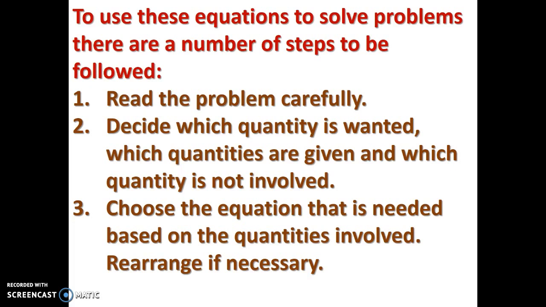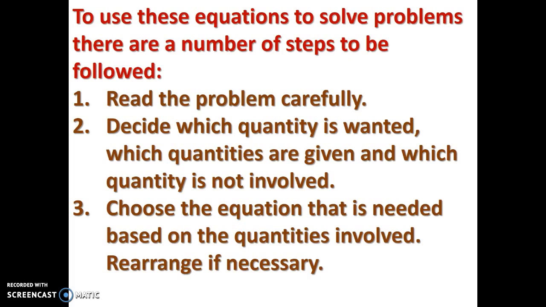As always, the first step is reading the problem carefully. Most errors occur simply because the problem's not read right. Step 2 is decide which quantity is wanted, because you can only solve for one quantity at a time, which quantities are given, and most important, which quantity is not involved. As you set this up, the way I usually do it is I put a question mark next to the quantity that's wanted, and then I put X's in the quantity that's not involved, just to keep track of those.